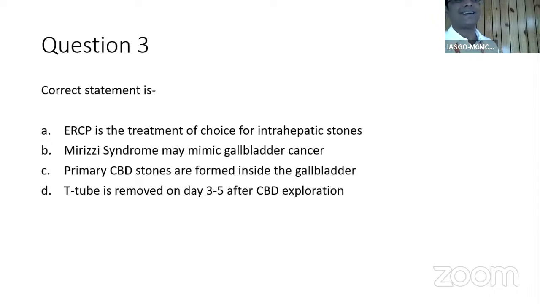B is the right answer. Right, that's what we discussed. We had just discussed that Mirizzi syndrome may mimic gallbladder cancer, especially which arises from the neck of the gallbladder. So coming to the take-home messages.